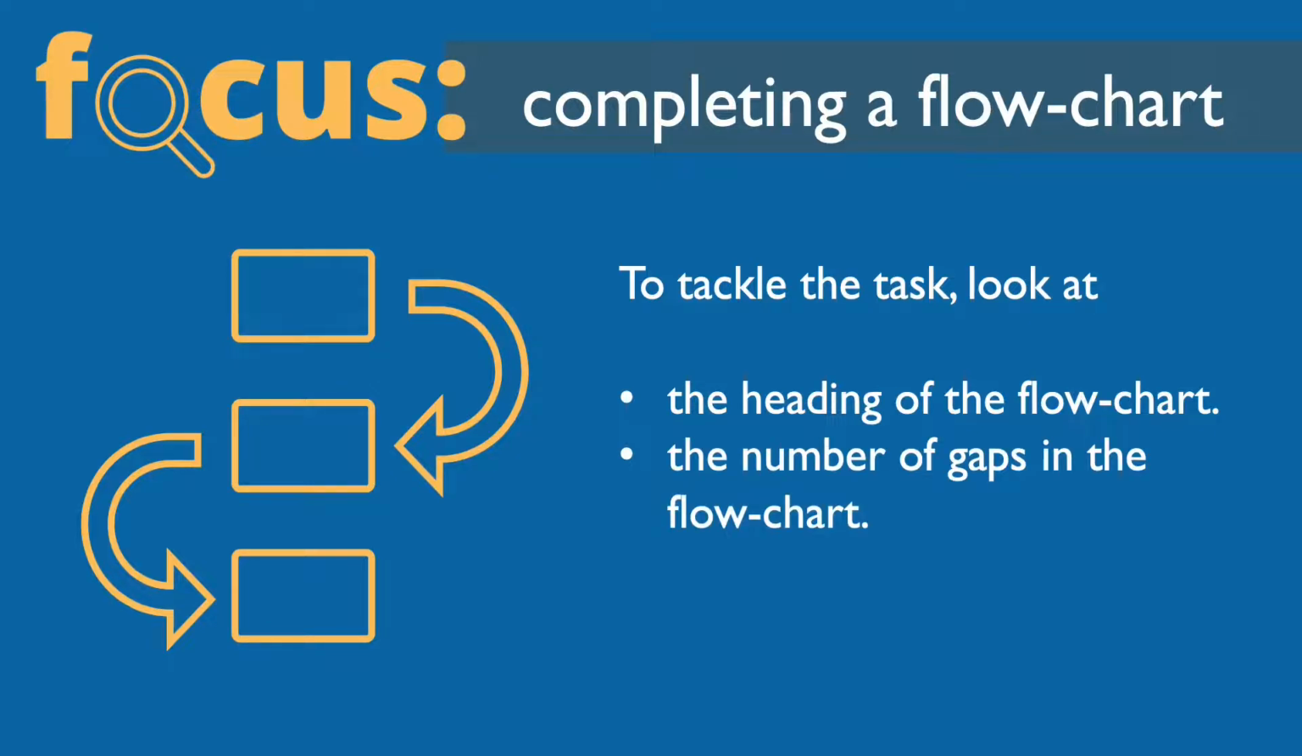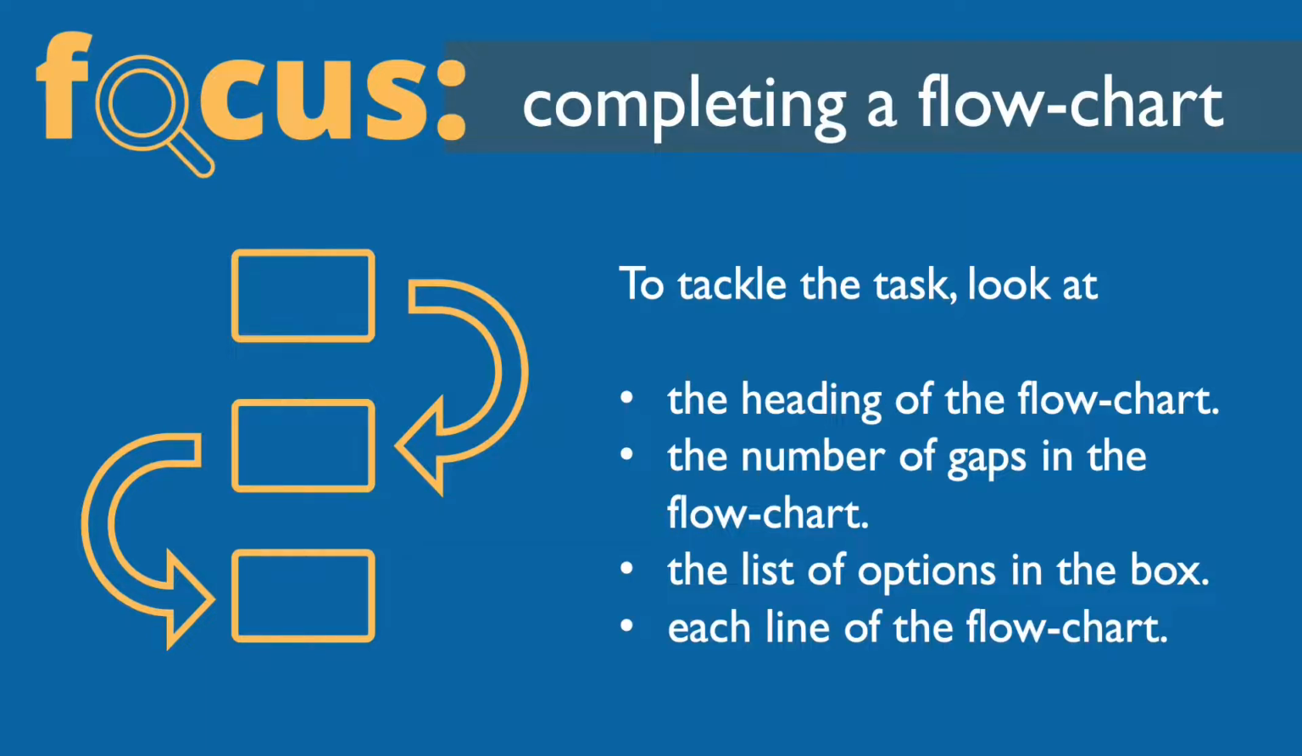Then look at the number of gaps in the flowchart so you know how many answers you need to write down. After that, look at the list of options in the box. There will be a few of them that you don't need. And finally, look at each line of the flowchart and try to predict what might fit in each gap.